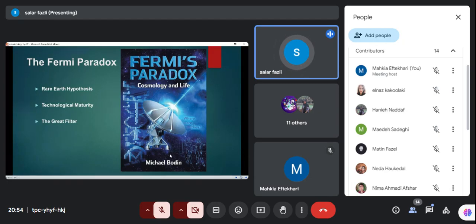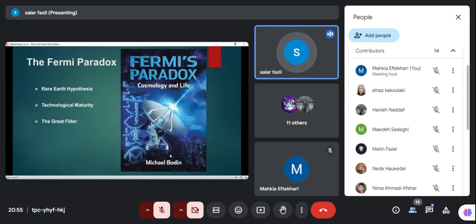Some proposed explanations include the rare Earth hypothesis: the conditions that make Earth sustainable for life may be exceedingly rare. Factors such as a stable sun, a large moon, and the right distance from our star could be unique to Earth. Technological maturity: advanced civilizations may self-destruct before achieving interstellar communication or travel capabilities, raising questions about the longevity of intelligent societies.